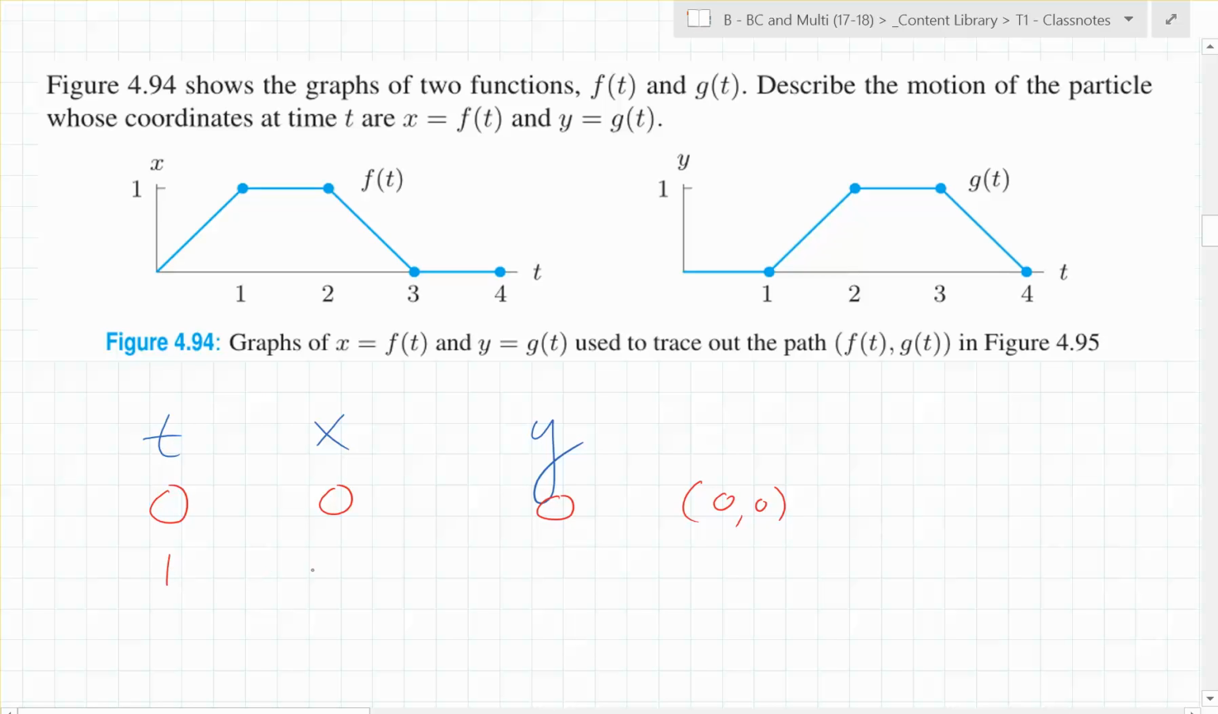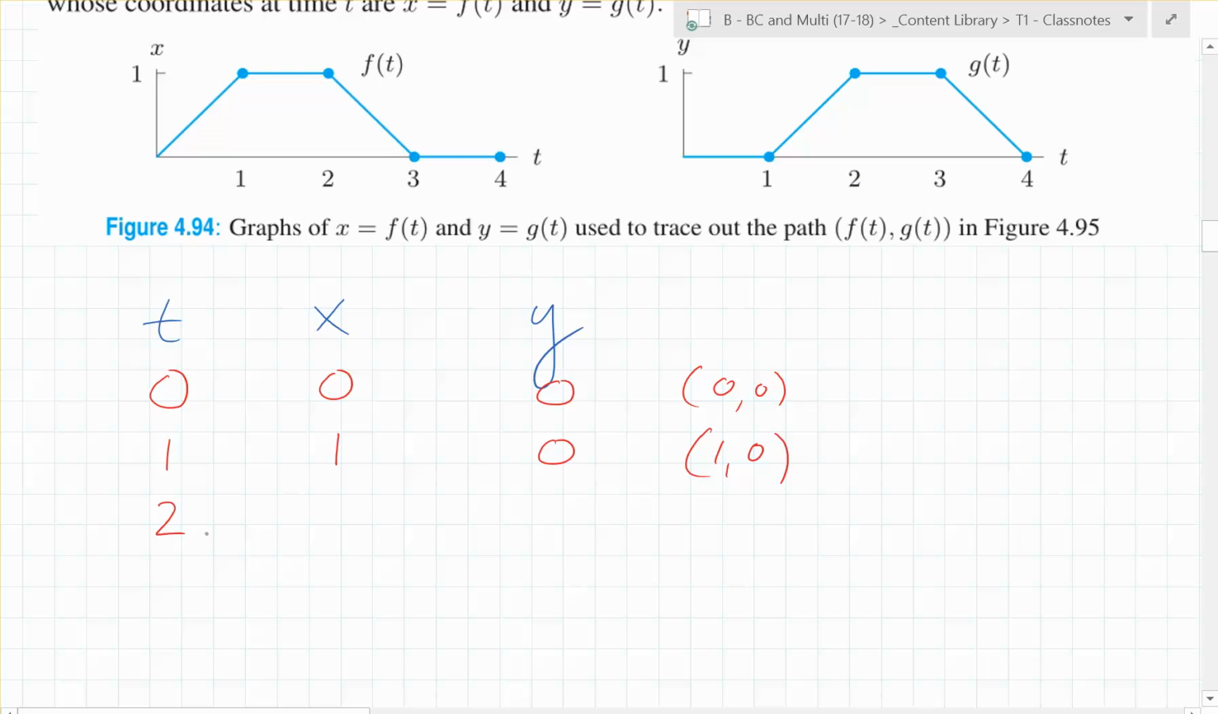If t is 1, x suddenly becomes 1, and what does y become? What does y stay, actually? When t is 1, what is y? 0. So what point is it at? (1, 0). And then when you're at time 2, what do you end up at? (1, 1). So you're at (1, 1) now. And then when you're at 3, you're at (0, 1).